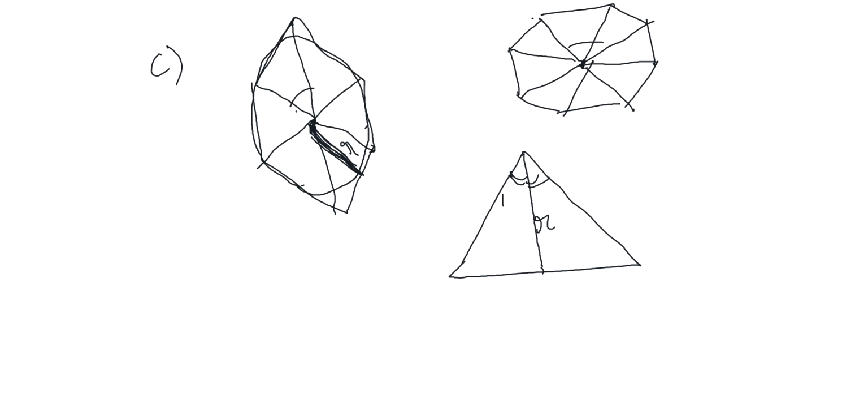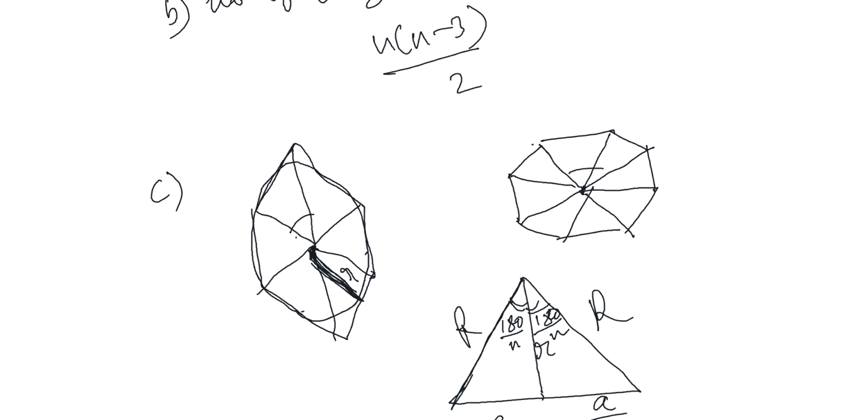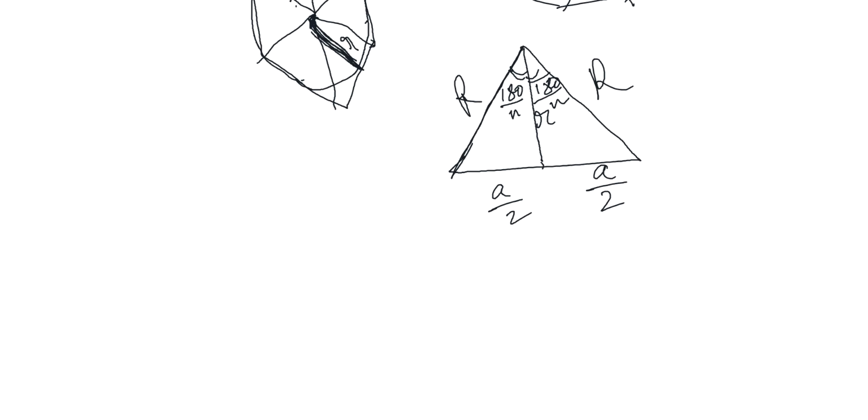Okay, that means this is 180 by n, where n is the number of sides. This is also 180 by n. This is a by 2. This is a by 2. That means this is also the median. And this, ladies and gentlemen, is capital R. So these are the few things to be remembered in polygons.